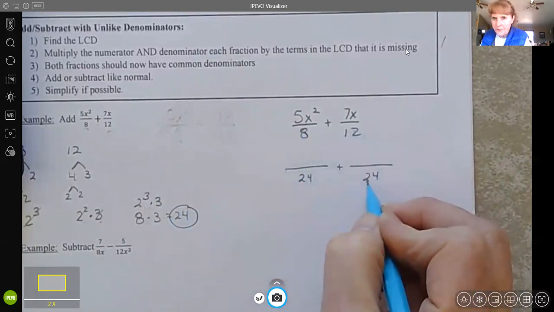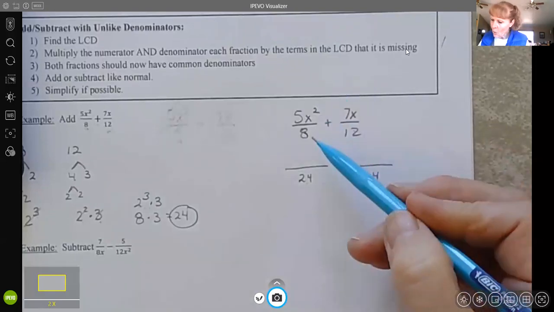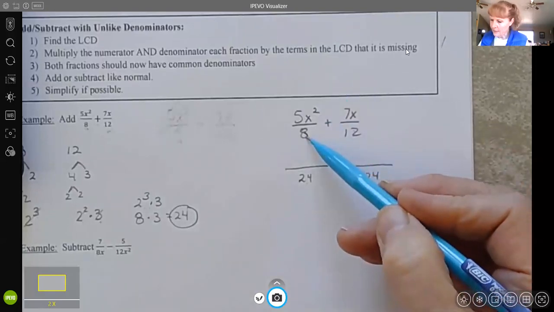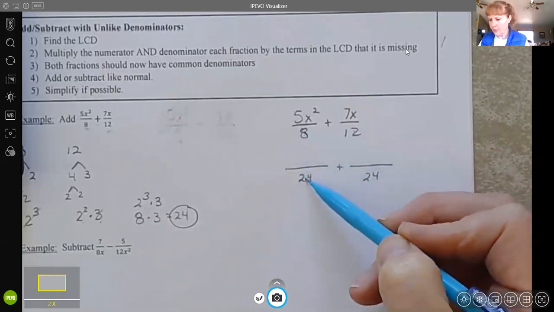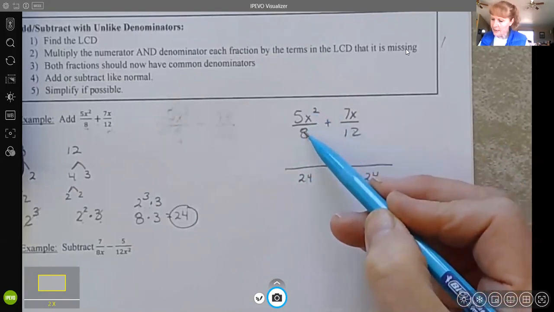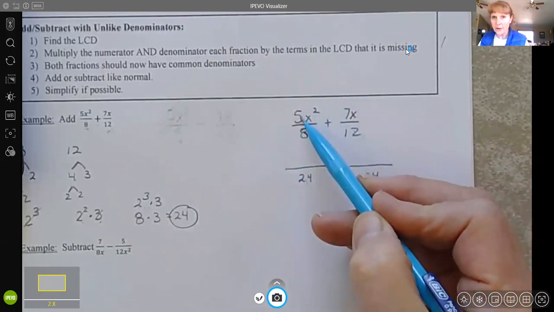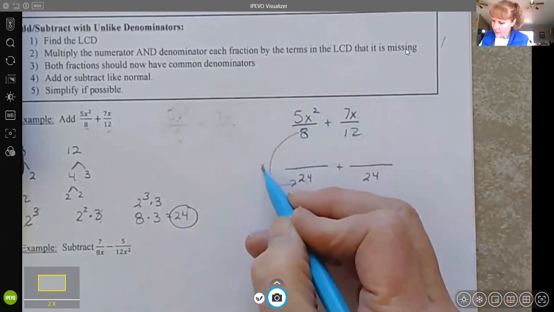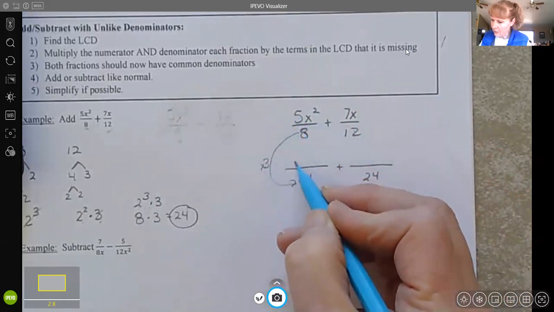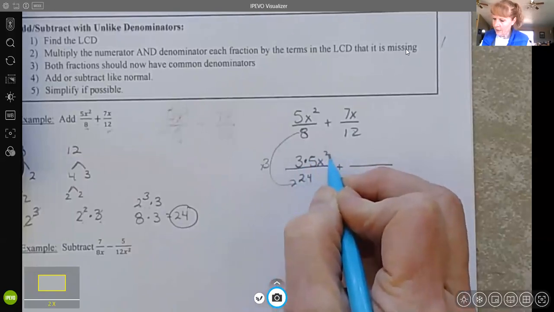So in order to rewrite the numerator, you ask yourself, what do you multiply the 8 times to get 24? And that would be a 3. So if you multiply the 8 times 3 to get to here, you have to take the 5x squared times 3. So if you multiply the denominator times 3, you're going to have to multiply the numerator times 3. 3 times 5x squared.